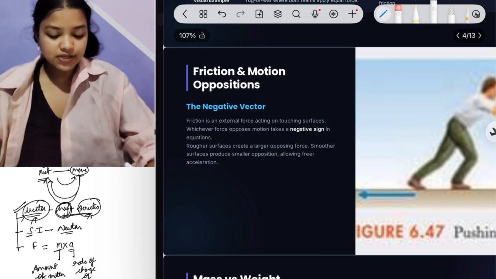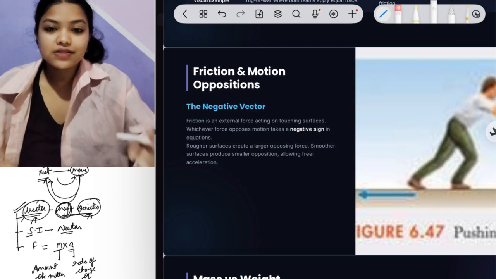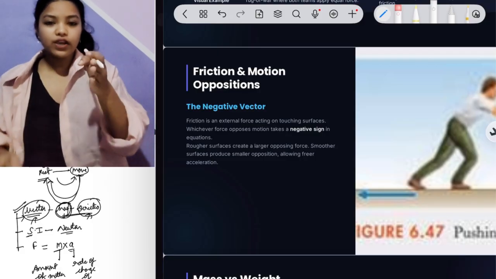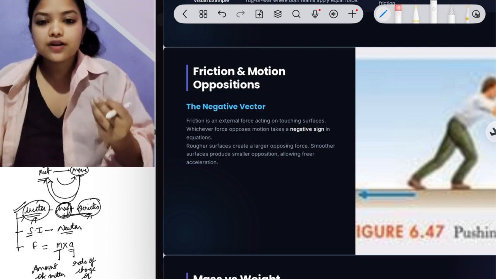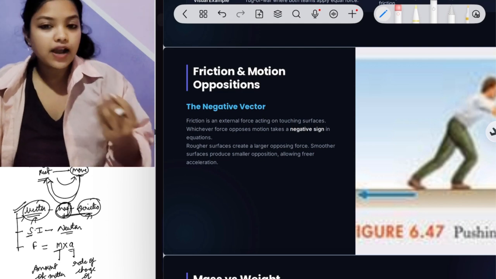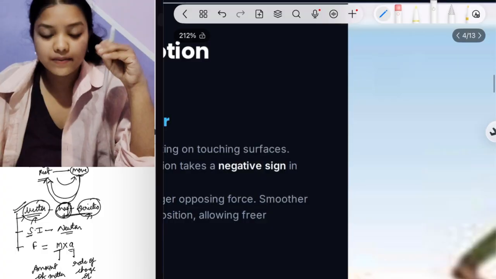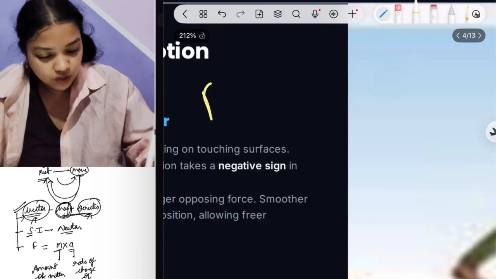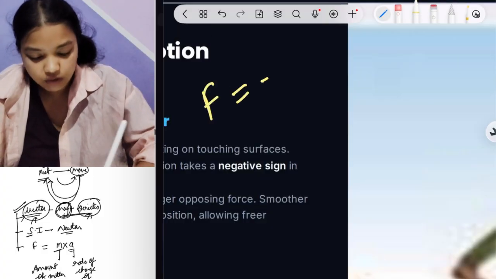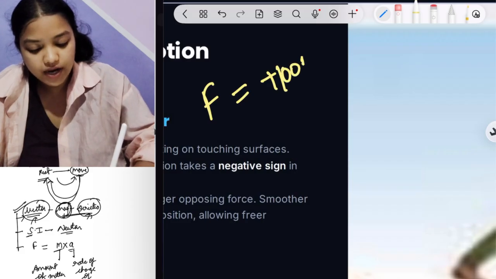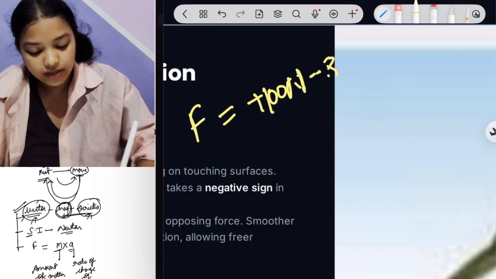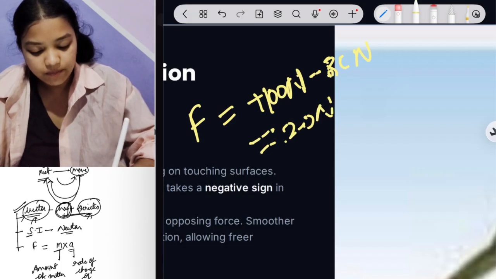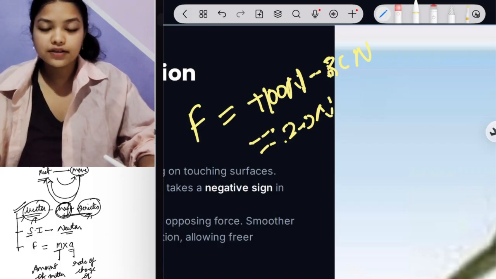When the friction force is applied, then what happens? It is trying to oppose your motion. Consider you are moving in this direction, but friction force is applying in the opposite direction. Then the net resultant force will be what? That you have to take with the negative sign. Now you are trying to move with 100 Newton in forward direction, but in the opposite direction, that 80 Newton, your friction force. Now resultant force will be 20 Newton. Is it clear till this point?